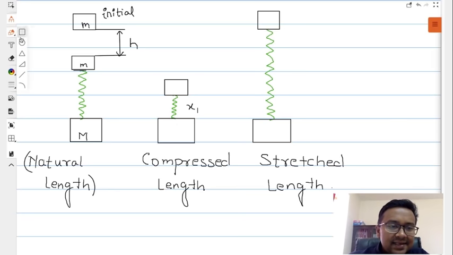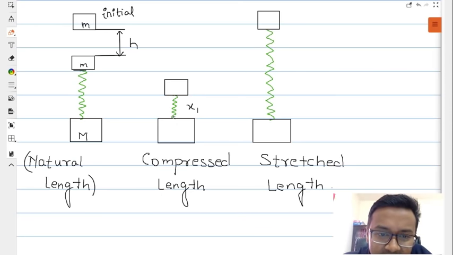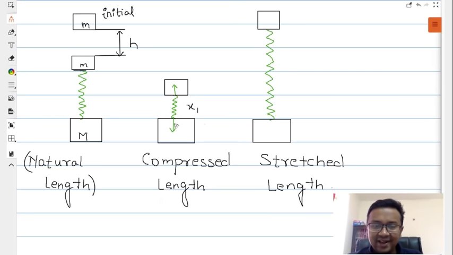Students, if it gets compressed, then definitely at this time the spring force on it is in the downward direction, and on this block it is going to be in the upward direction. So definitely when it is getting compressed, the bottom block is not going to lose contact with the ground because it is being pushed. So at the second instance, it is not going to lose contact here.